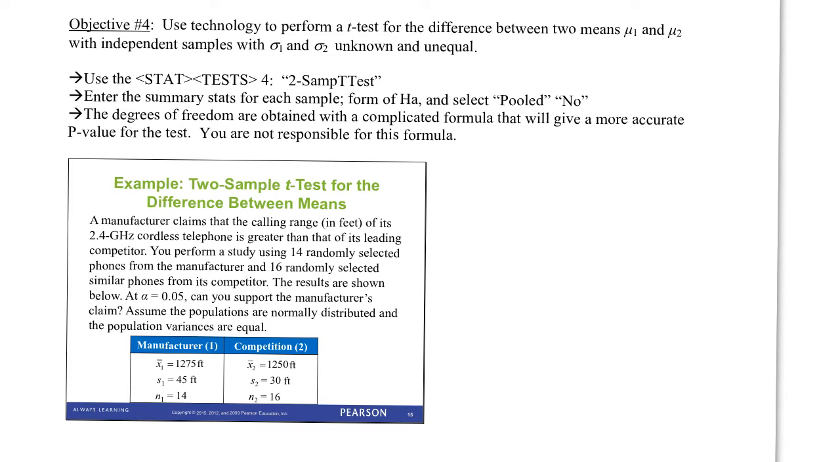If you read it with me, we have a manufacturer claiming that the calling range for its cordless phones is greater than for the leading competitor. So if we do a study with 14 randomly selected phones from the manufacturer and 16 randomly selected from the competitor, we look at the results in the table to see if we can support the claim from the manufacturer.